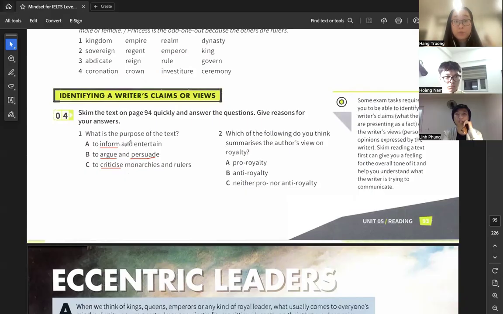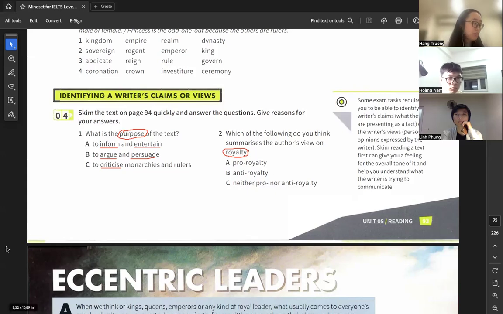So you have to skim through and don't read in detail, okay? Just skim through and see what is the purpose here. Đọc được cái vị của cái bài text này. Đấy. And second question, which of the following do you think summarizes the author's view on royalty? Tức là ông này nghĩ gì về cái về royalty? Is he pro royalty or anti royalty or neither?